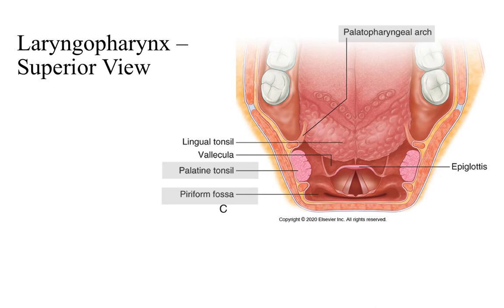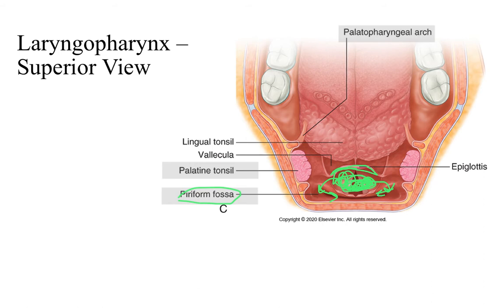All right, from a superior view, again, just to point out, here is the epiglottis, and let's assume that that is going to be closed, closing off the larynx, and food will be diverted here and here to either side where you see the piriform fossa, and then they'll drain into the esophagus.